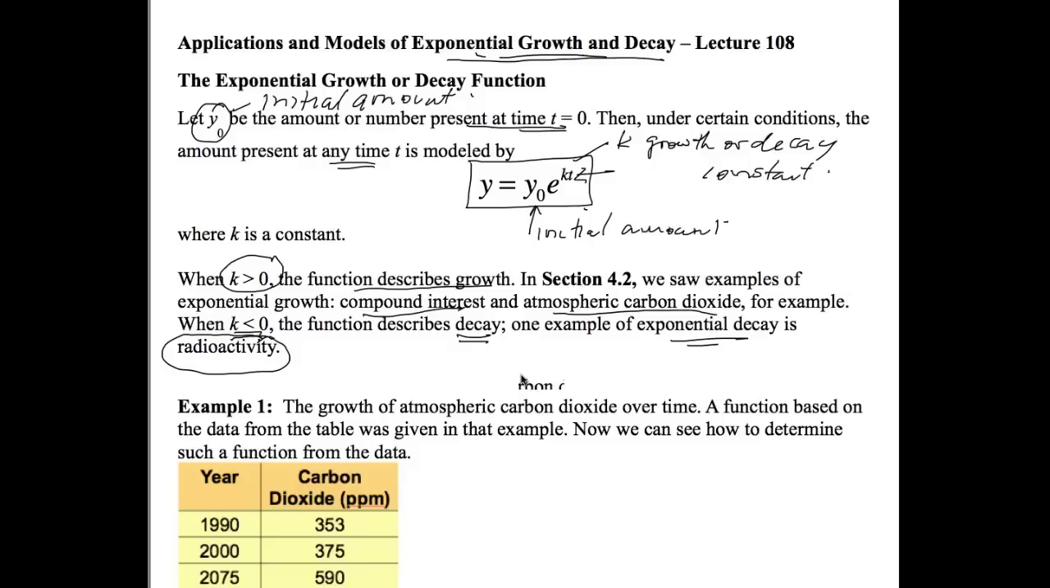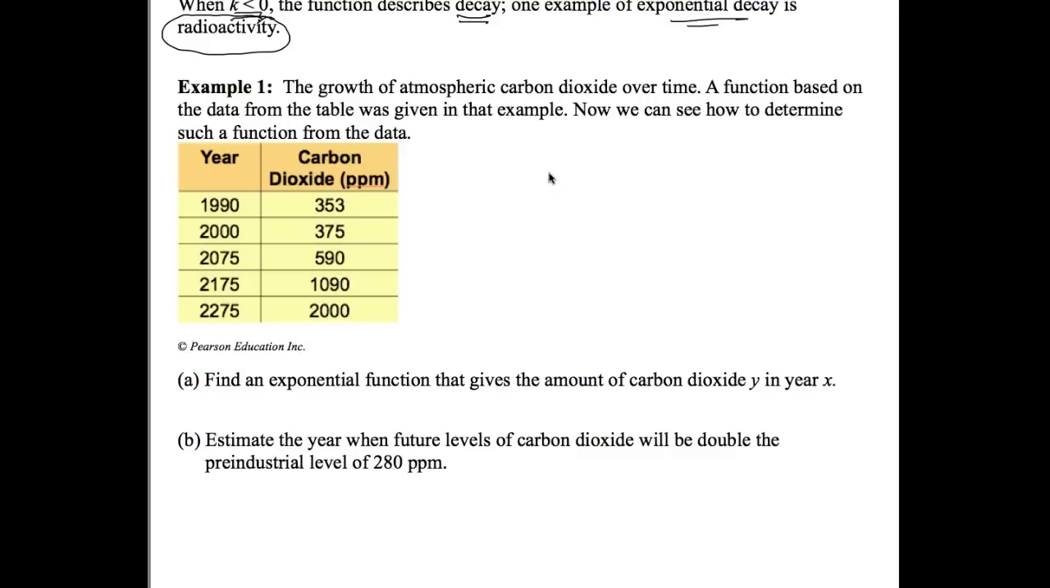The first example we're going to look at is the growth of atmospheric carbon dioxide over time. A function based on this data from the table was given in that example back in section 4.2, and we see how to determine such a function from this data. Here's our data that we've collected. 1990 will be when x is equal to zero. For the year 2000, we had this measurement. 2075, we're suggesting this, and 2175 and 2275, this. What we want to do is find an exponential function that will give the amount of carbon dioxide y in year x.